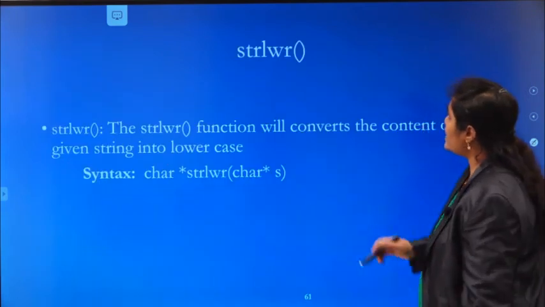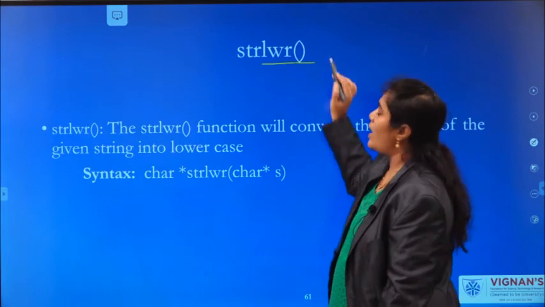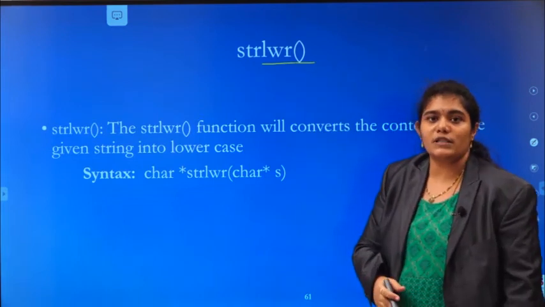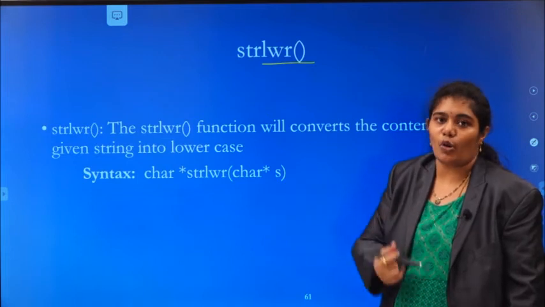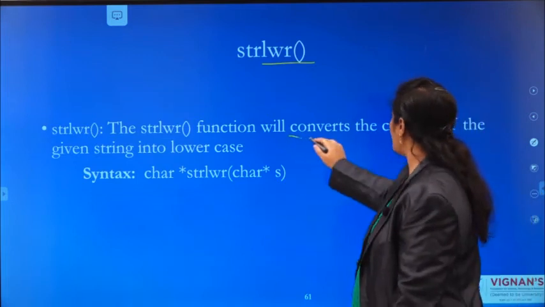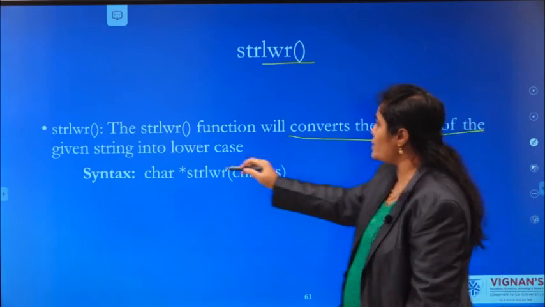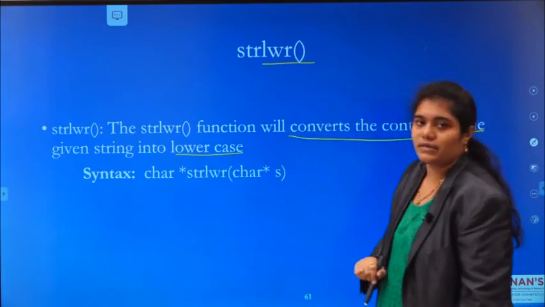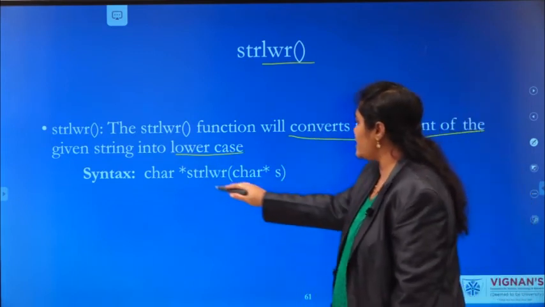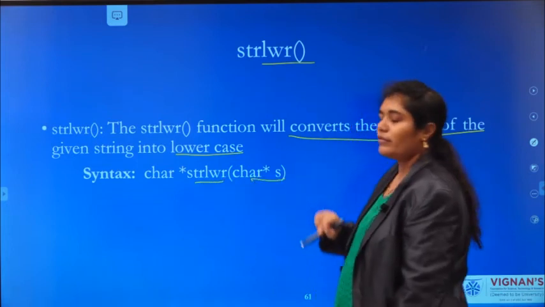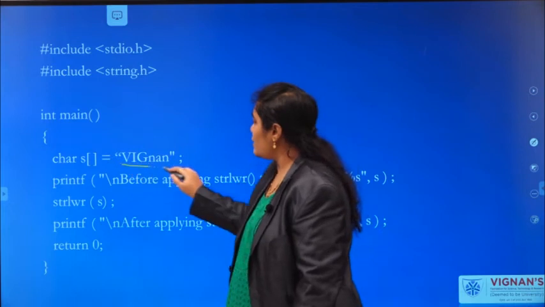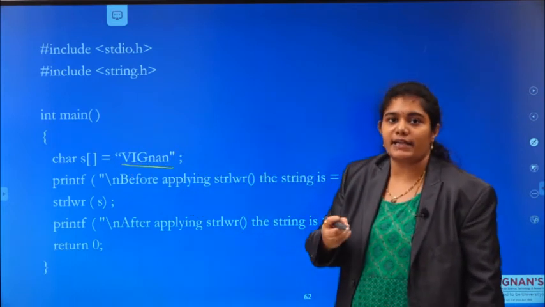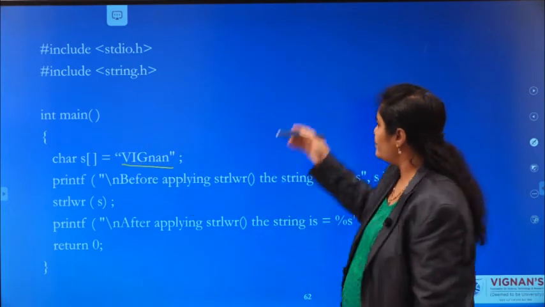And the next function is strLWR. strLWR is used to convert the given content into complete lower case. This function will convert the content of the given string into lower case, strLWR of string. So here I am providing a mixed case content, VIGNAN.